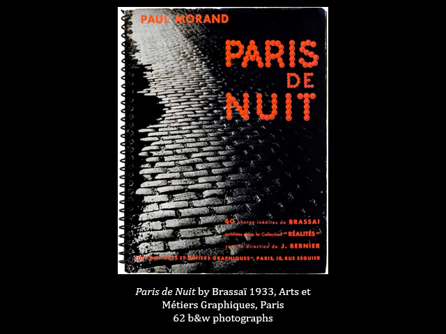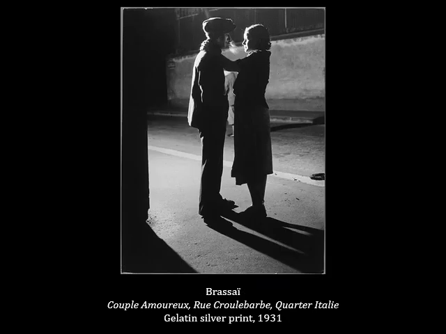And then Brassai, Paris at night, basically what that translates to, from 1933. And so with it, how do things appear at night? Taking into consideration lighting and the lighting effect, what is that going to do for the photographic image?